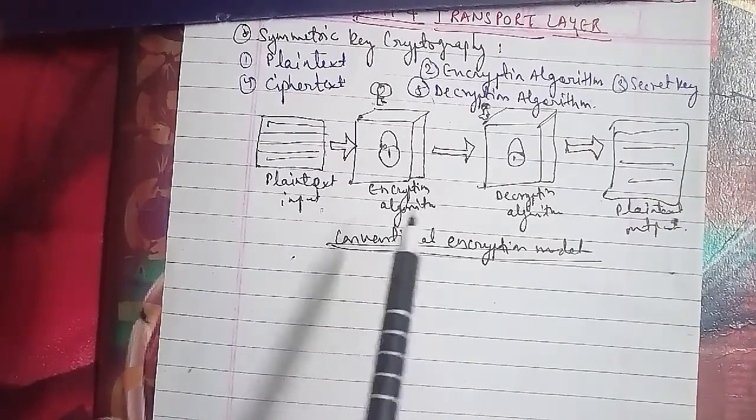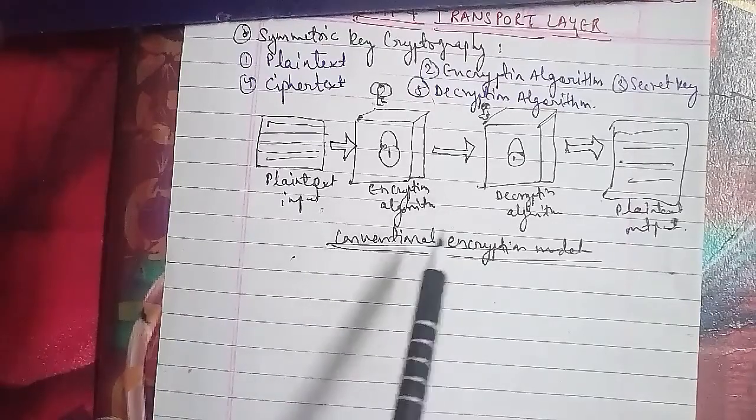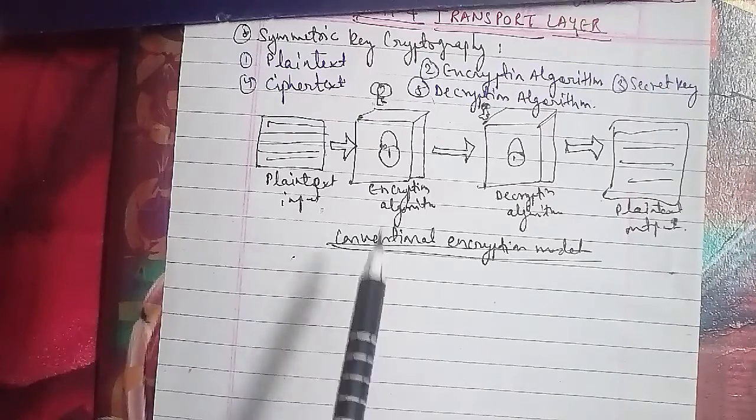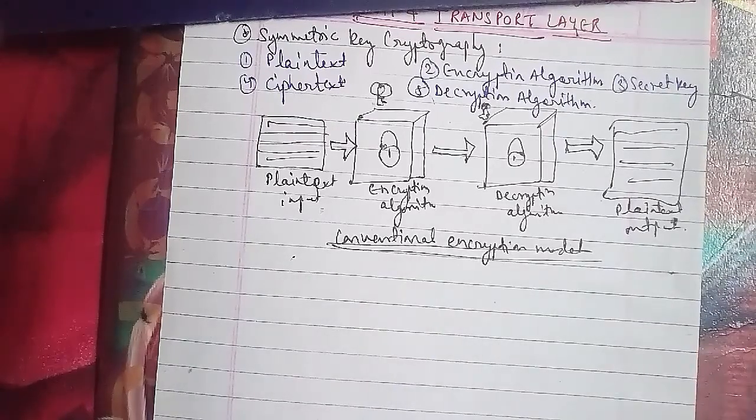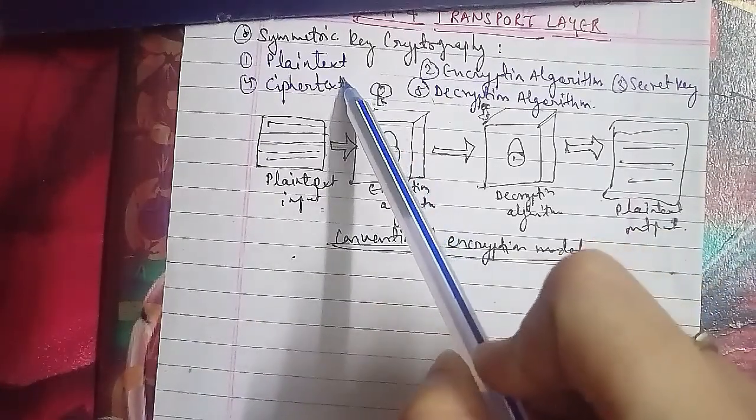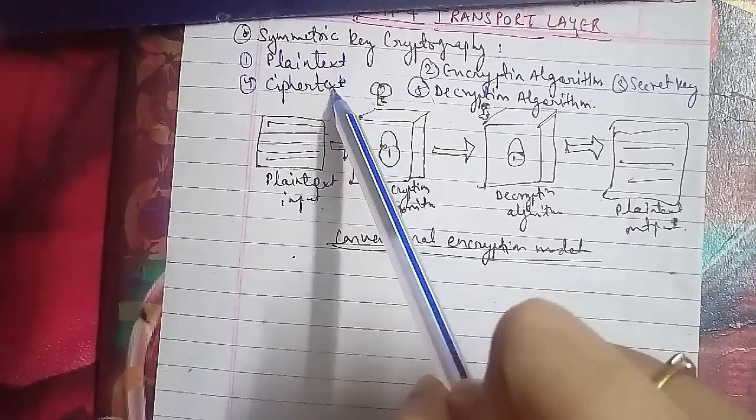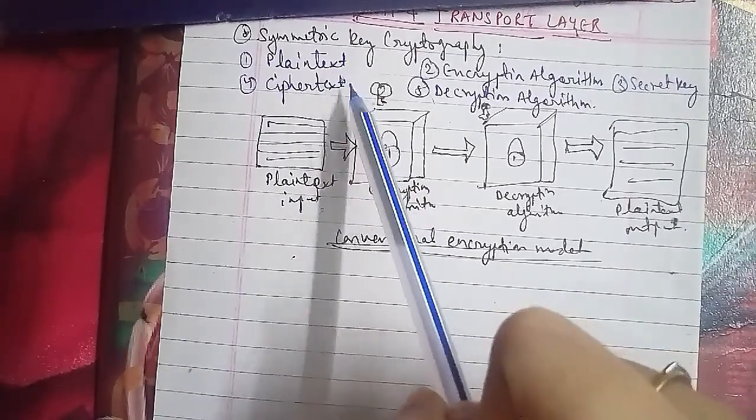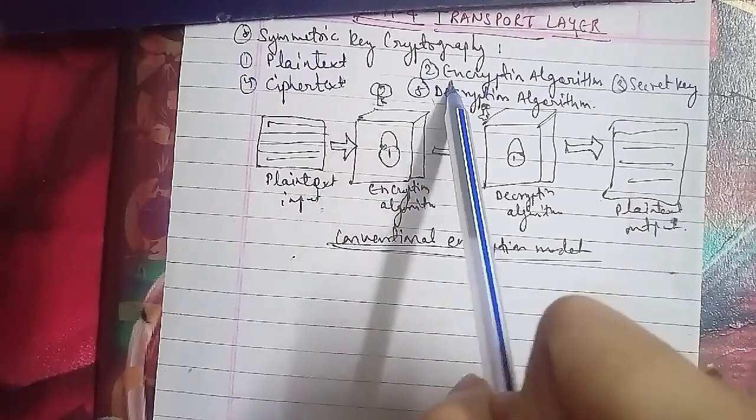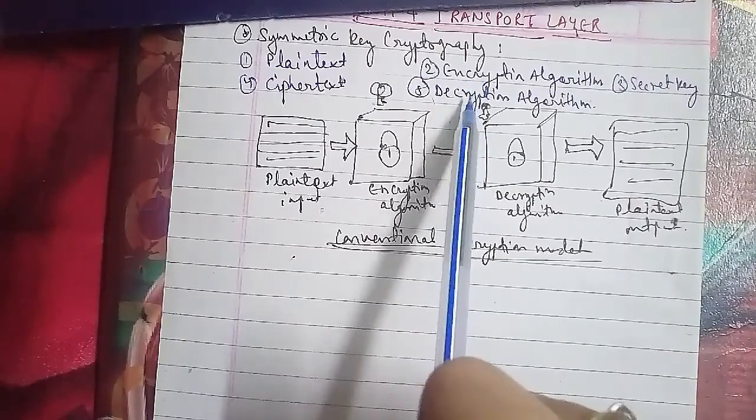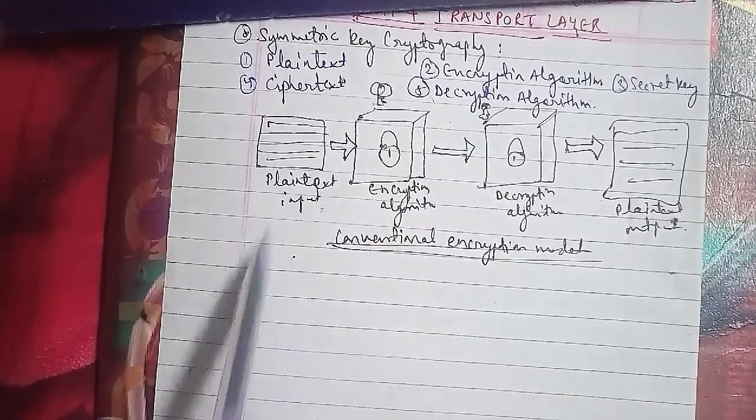A public key encryption scheme has 6 ingredients. The first is the plain text. As I told you about the plain text, it is an input to the algorithm and it is the readable message or data. The encryption algorithm performs various transformations on the plain text, and the third one is your private and public key. So I will just write it down.